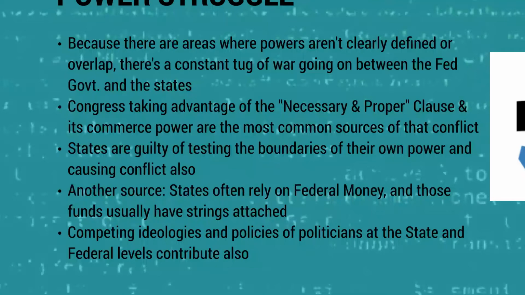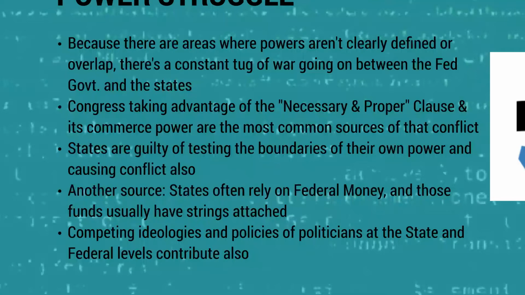Congress taking advantage of the necessary and proper clause and doing things like using its commerce power, a lot of times that's them exercising more power over the states, and when that happens, the states don't like it. With good reason, because when the federal government becomes more powerful, usually the states become a little less powerful. States are also guilty of testing boundaries and trying to expand their own power as well.